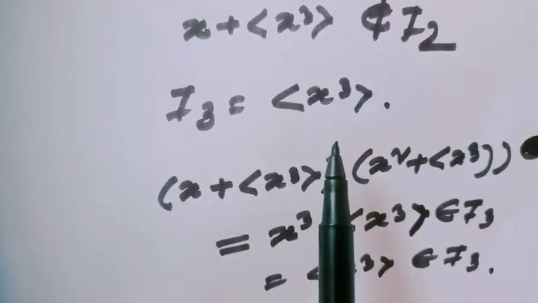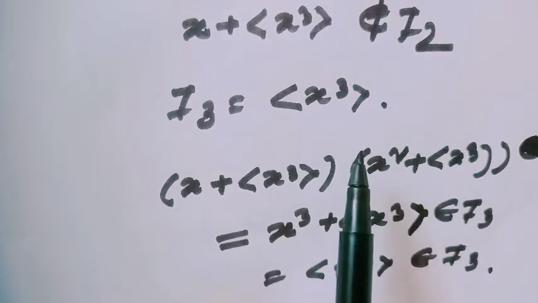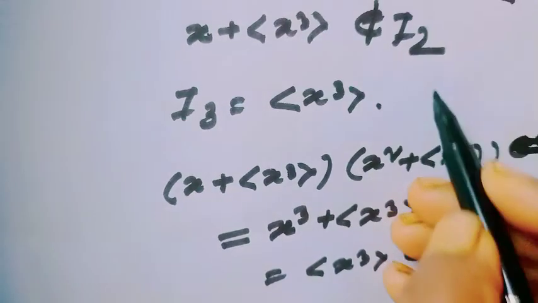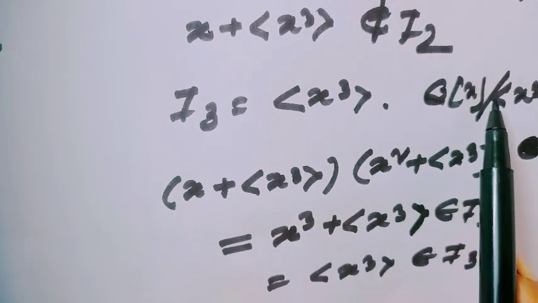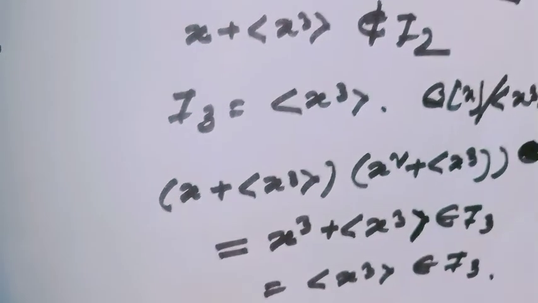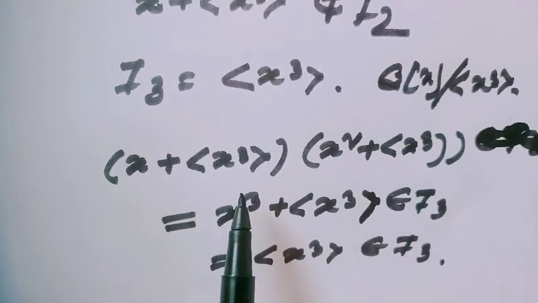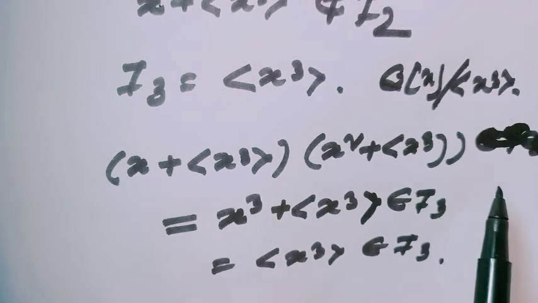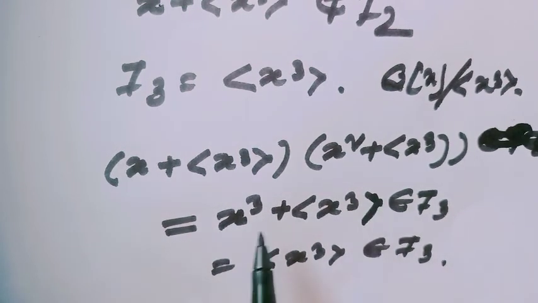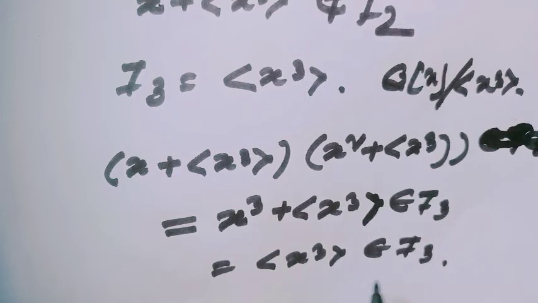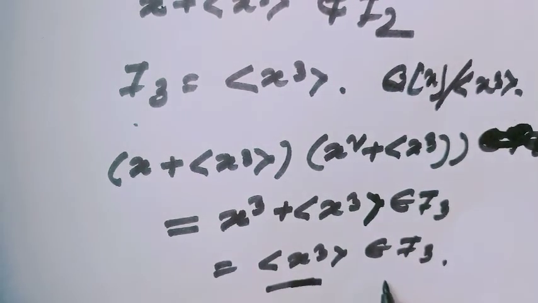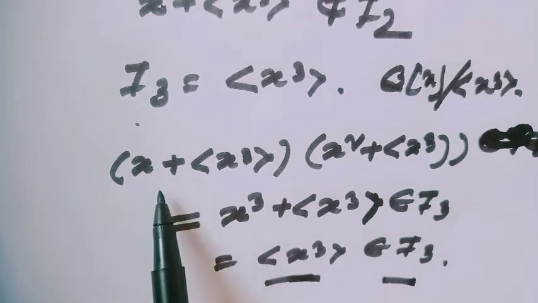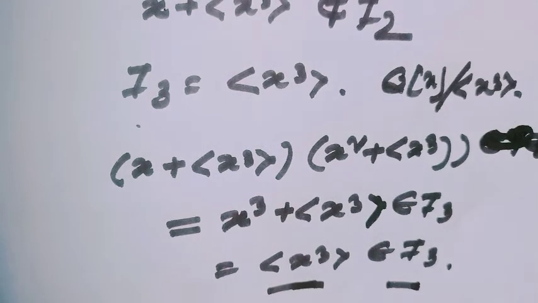Similarly, if we consider I3, which is equal to the ideal generated by x^3 in the quotient ring Q[x] modulo the ideal generated by x^3, here if we pick two elements from this quotient ring, one x + ideal generated by x^3 and the other x^2 + ideal generated by x^3, notice their product would be x^3 + ideal generated by x^3, which is actually the same as the ideal generated by x^3. That means the product of these two elements of this ring belongs to I3, but neither this element belongs to I3 nor this element belongs to I3.